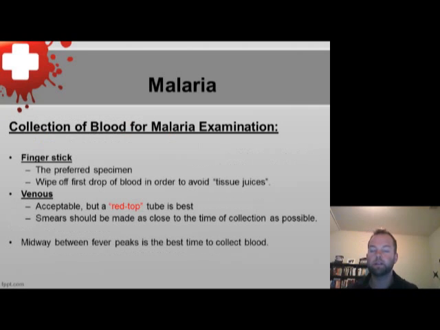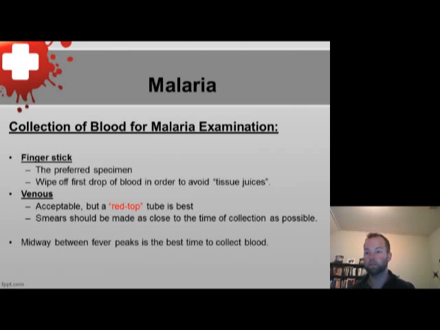Collection of the malaria specimen is best done using a finger stick. You would clean the site, lance the finger, and apply the drop of blood directly to the slide, without making contact between the slide and the finger. You want the blood to drop onto the slide. A venous stick is also an appropriate specimen type.